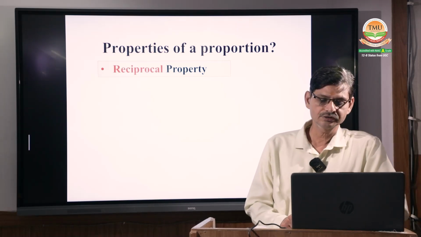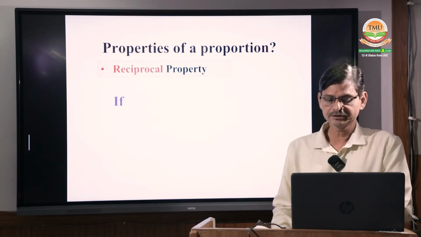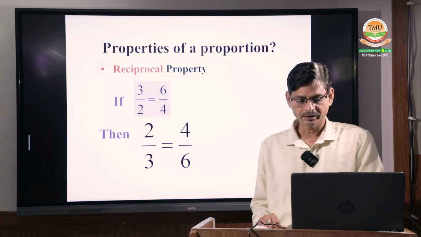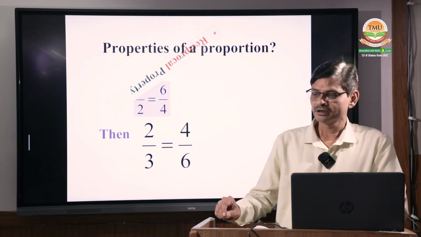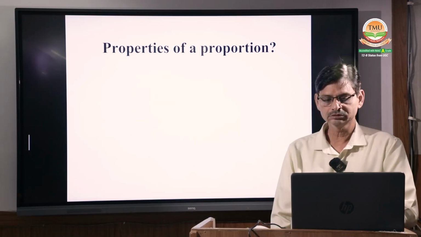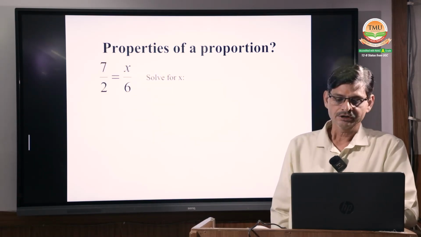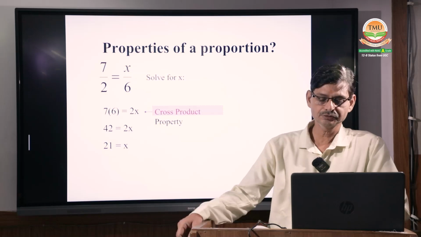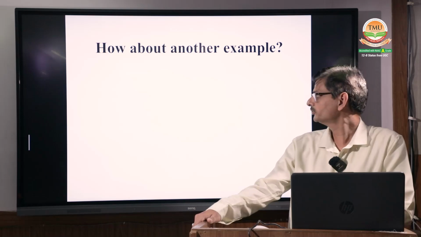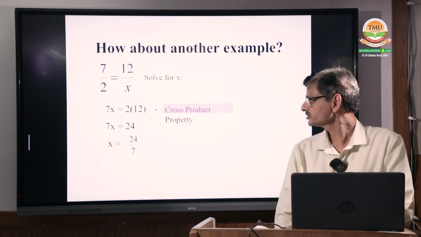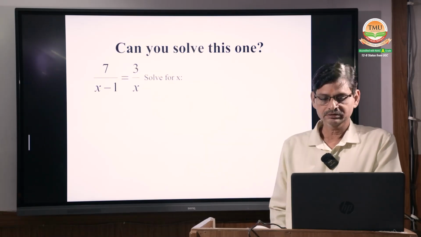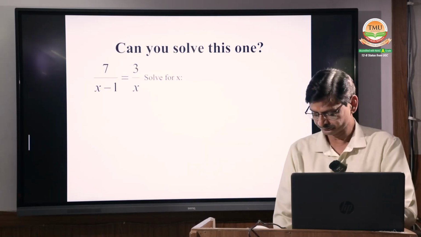If 3 upon 2 is equal to 6 upon 4, then we can write this as 2 upon 3 is equal to 4 upon 6. Another property: 7 upon 2 is equal to x upon 6, solve for x. 7 into 6 is equal to 2x, which is cross multiplied, and 42 is equal to 2x, which gives x equal to 21.